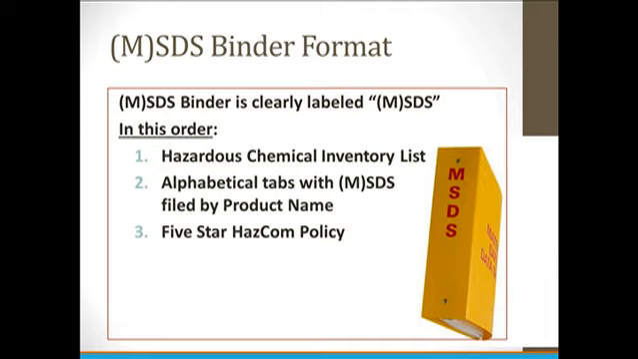5-Star has established a uniform format for the MSDS binder so that it will look the same throughout our company. This will assist those who work in several communities. The MSDS binder must be clearly labeled and kept in this order. First, the hazardous chemical inventory list, followed by alphabetical tabs where the MSDS sheets are filed by product name.